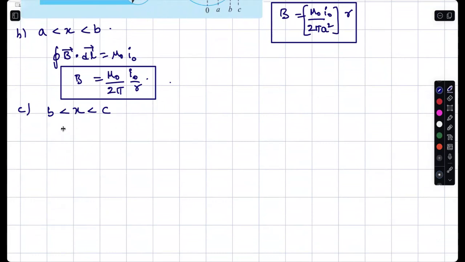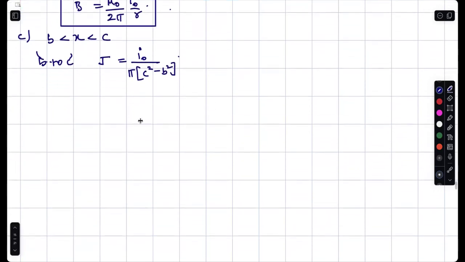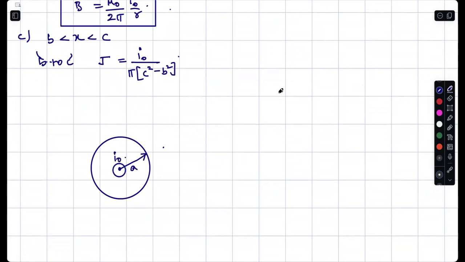Now in between B to C, what is the current density? I naught times pi C square minus B square. Agreed? Right. Now please follow the diagram very, very carefully. You have no doubt with this portion. A carrying outward current I naught. Any doubt? Girls.